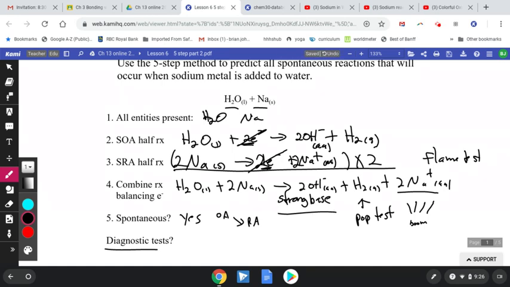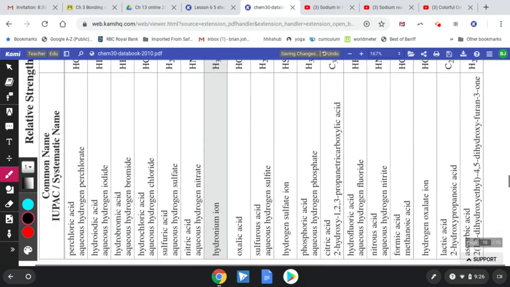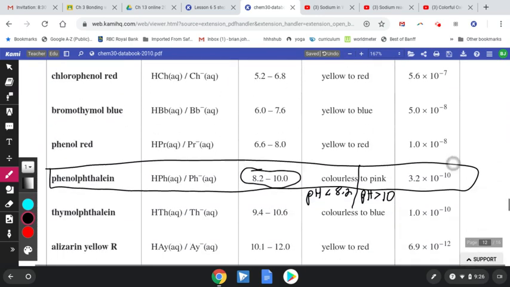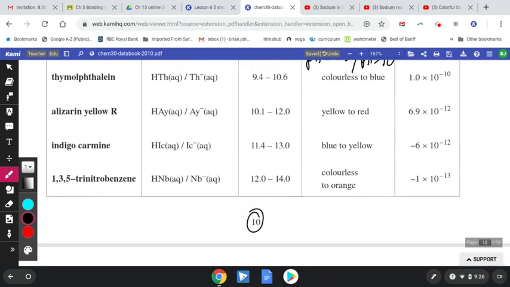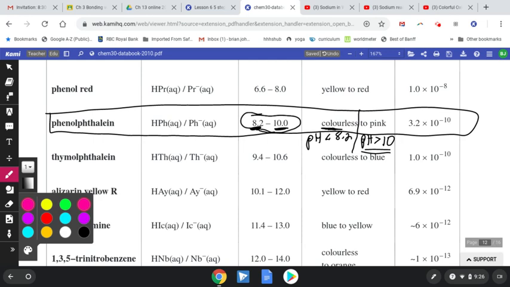We could use an acid-base indicator. So I'm going to go back to your data book, and there is a table of acid-base indicators in here. The one I'm going to use is phenolphthalein, and we're on page 10 of your data book. Phenolphthalein is colorless when the pH is less than 8.2, and then it switches to pink at a pH greater than 10. So if we can get a pH greater than 10, it should be pink. And if you think about it, hydroxide is a strong base, so a strong base should definitely bring the pH above 10.